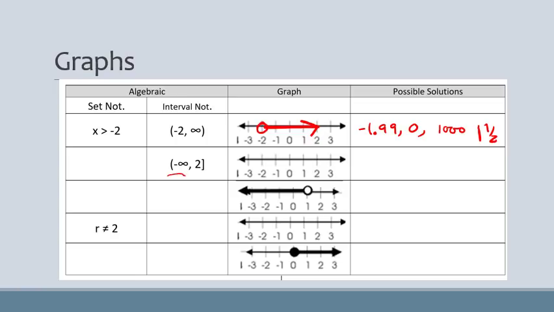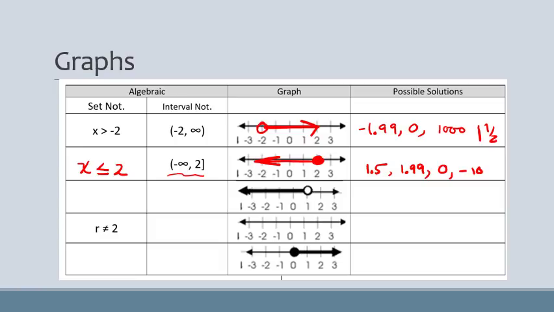Okay. In this example, it's less than or equal to 2 because we have the bracket that means it includes 2. So I have a closed circle on 2, and then my arrow goes to the left. And this is the same as x is less than or equal to 2. So 1.5 could be a solution. 1.99 can be a solution. 0, negative 10. Anything that is less than 2 or equal to 2.